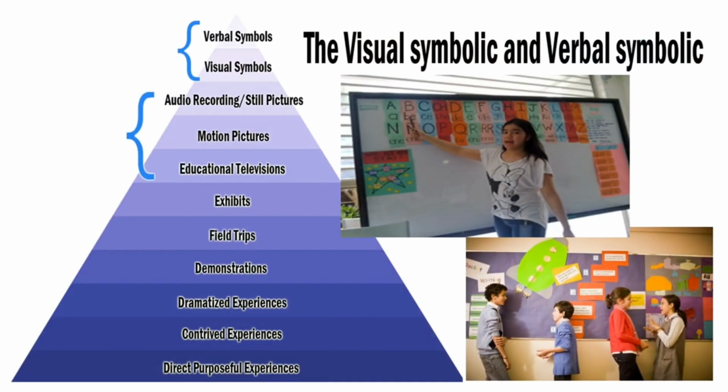The visual symbolic and verbal symbolic. The last two levels would be the visual symbolic and verbal symbolic. These two levels are the most complex and abstract among all the components of the cone of experience. In the visual symbolic level, charts, maps, graphs, and diagrams are used for abstract representations. On the other hand, the verbal symbolic level does not involve visual representation or clues to their meanings. Mostly, the things involved in this level are words, ideas, principles, formulas, and the like.